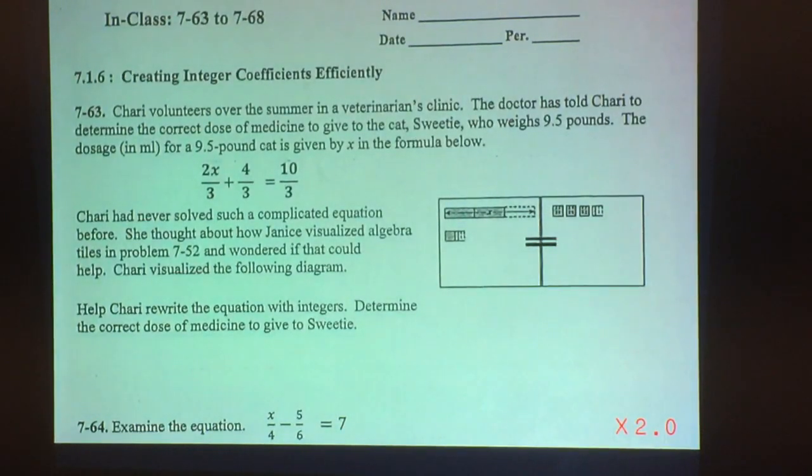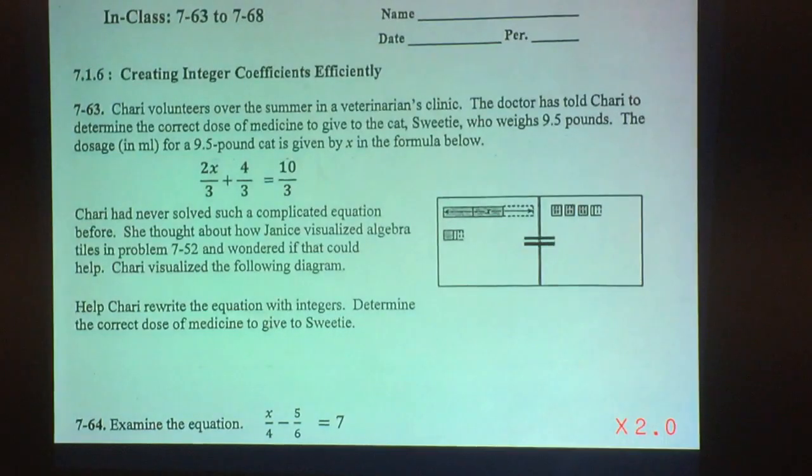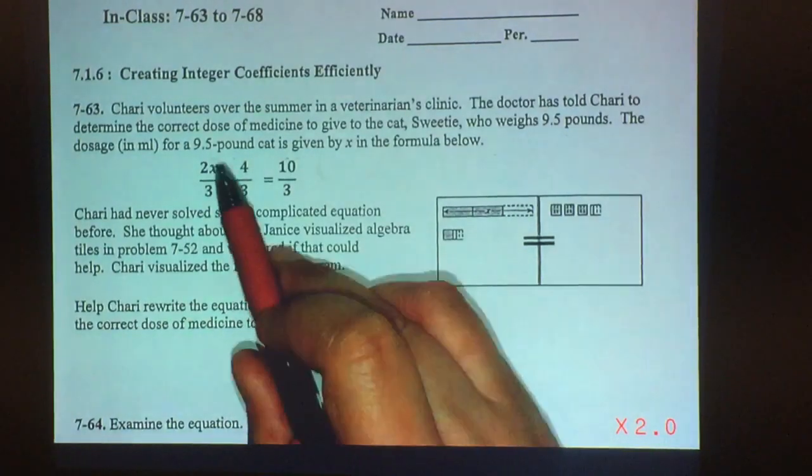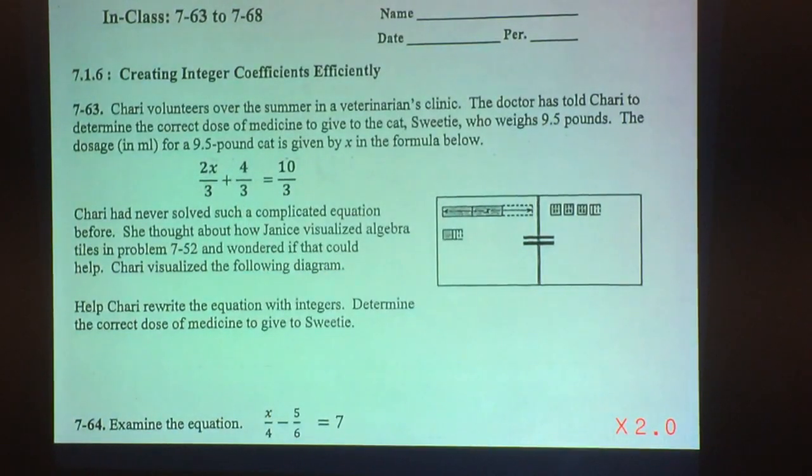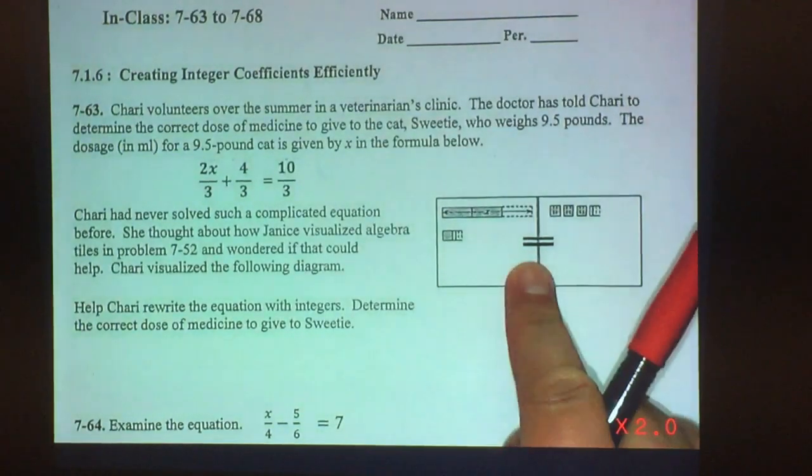7.16, creating integer coefficients efficiently. Sorry. Shari volunteers over the summer in a veterinarian's clinic. The doctor told Shari to determine the correct dose of medicine to give to the cat Sweetie, who weighs 9.5 pounds. The dosage in milliliters for a 9.5 pound cat is given by X in the formula below. There's our X. Whoa. Shari had never solved such a complicated equation before. She thought about how Janice visualized algebra tiles in question 52. I think Janice is the one that was painting the apartments. And wondered if that could help. Shari visualized the following diagram. Yeah, to me, this doesn't help.